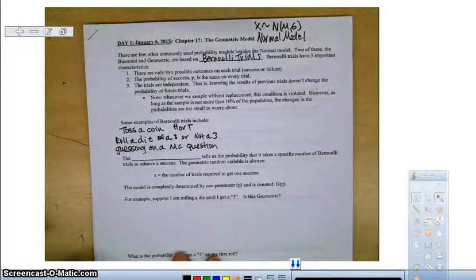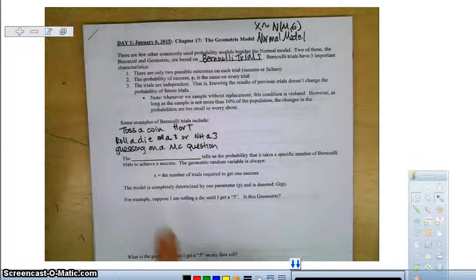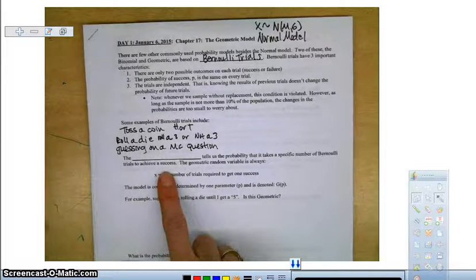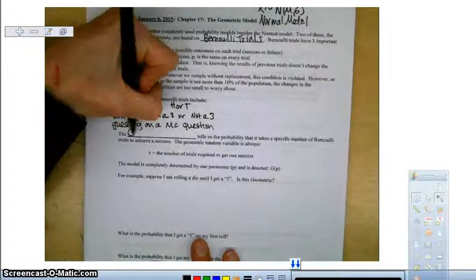Okay, now that's Bernoulli trials. Today's notes and the next day's notes are dealing with probability models that involve Bernoulli trials. Today's probability model that involves Bernoulli trials is called a geometric model.